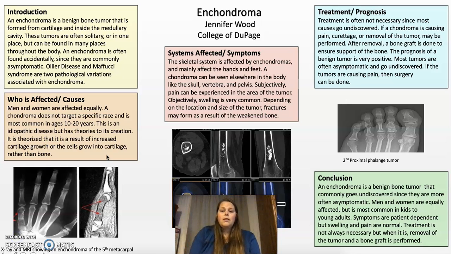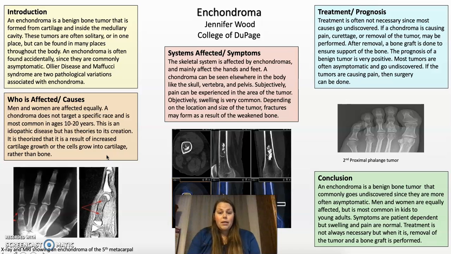The skeletal system is the system that is most affected by enchondromas, since they are benign bone tumors. An enchondroma mainly affects the hands and the feet, but it can be seen elsewhere in the body, such as the skull, vertebrae, or pelvis. When discovering an enchondroma on the skull, vertebrae, or pelvis, that's often an accidental finding, since it's usually a solitary tumor, and they're often asymptomatic.